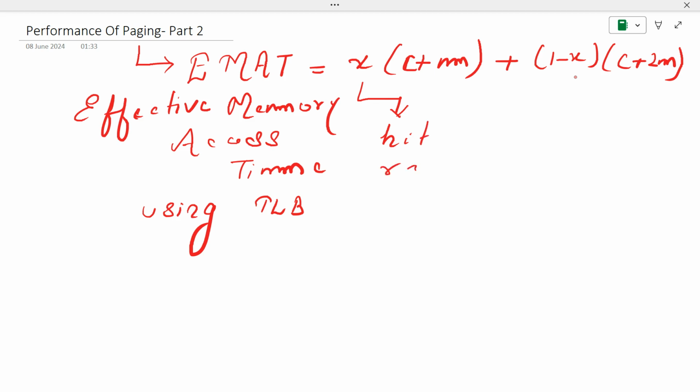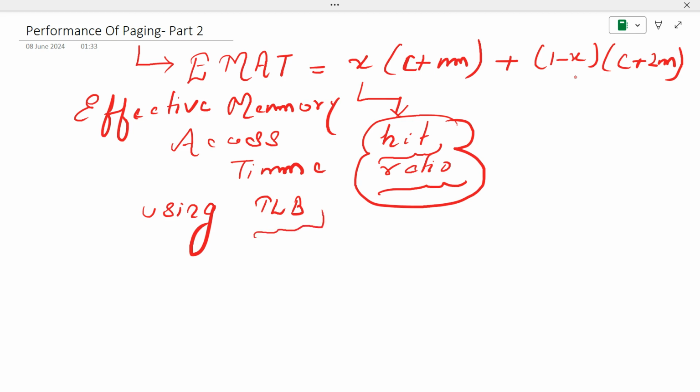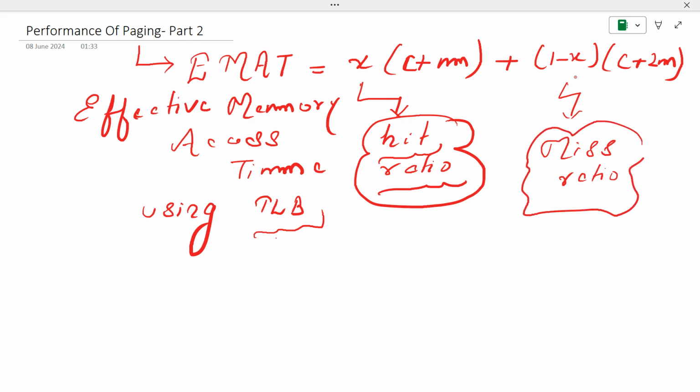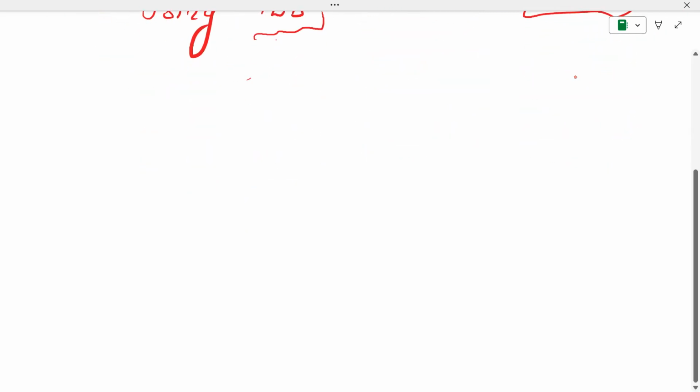Hit ratio means that the page the CPU or the processor is searching for is found in the TLB. If the page is found in the TLB, then it's a hit, and if it is not found in the TLB, then it is a miss. We already talked about how we calculate this formula. Now let's solve some questions based on it.